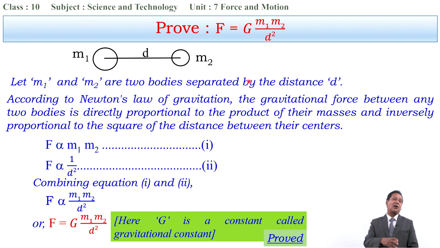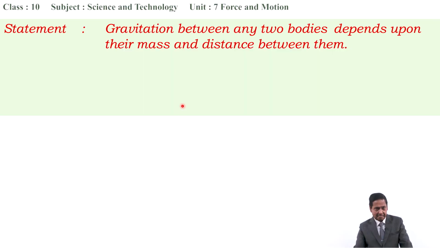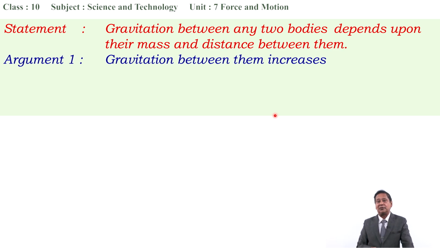Okay. After all this, I think a little matter is understood from this class. I want to put some questions. I want to evaluate the students, whether you are comfortable with gravitation and the law of gravitation or not. Look at this statement. Gravitation between any two bodies depends upon their mass and distance between them. Is this a correct statement or not? Just think about this. I want to put one argument also.